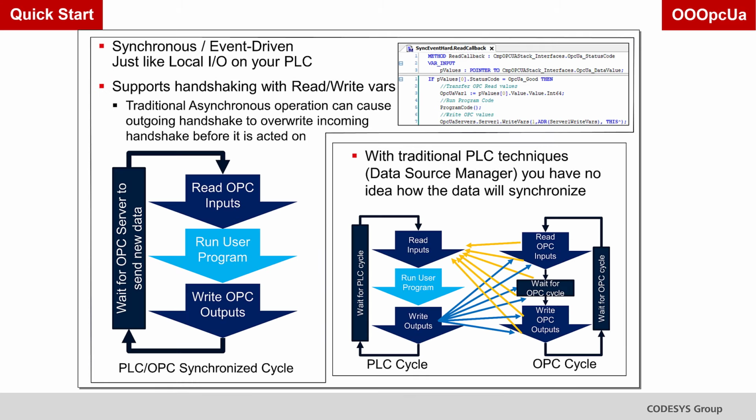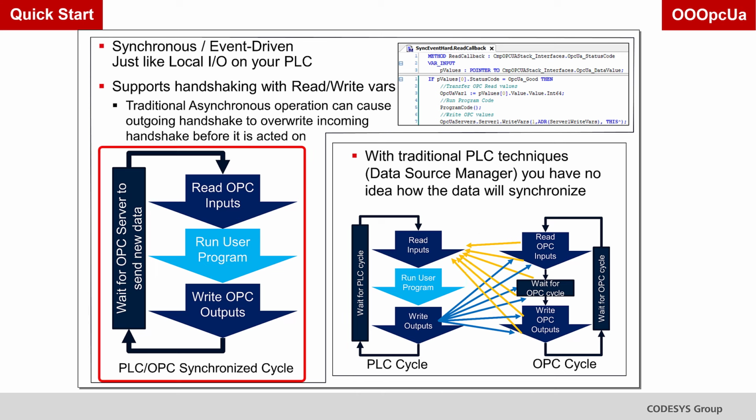Let's reiterate this new ability to perform synchronous event-driven programming with OPC UA variables. Here's a process cycle for every PLC you have ever programmed. You read your inputs, execute your program to generate outputs based on those inputs, write your outputs, and wait for the remainder of the cycle. This is synchronous programming. Reading and writing your inputs and outputs is synchronized with your program, and your program reacts to changes or events in those inputs to generate your outputs.